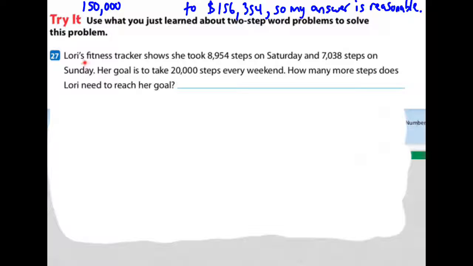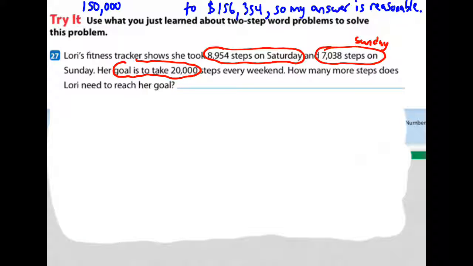So 27 says, Lori's fitness tracker shows she took 8,954 steps on Saturday and 7,038 steps on Sunday. Okay, let me circle some stuff. So that many steps Saturday and that many steps on Sunday. I'm going to write Sunday up here. Okay, now her goal is to take 20,000 steps every weekend. Okay, it's a lot of steps. How many more steps does Lori need to reach her goal?